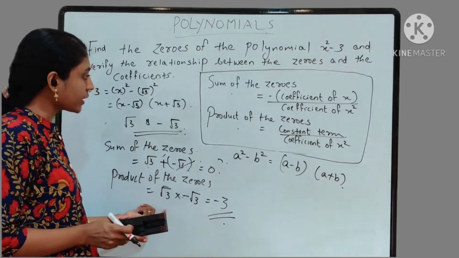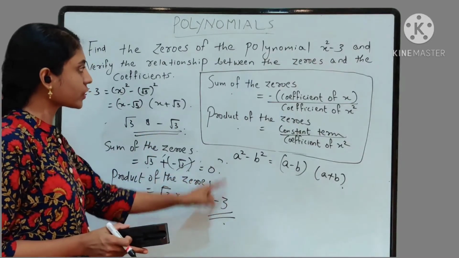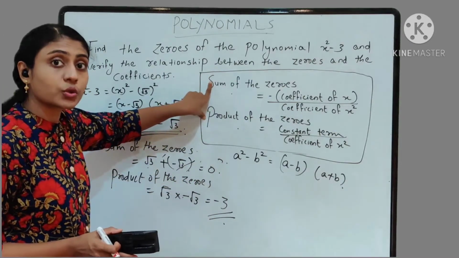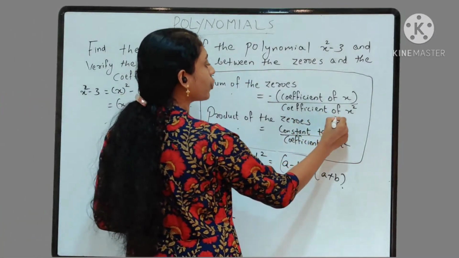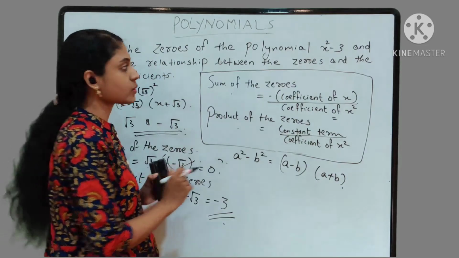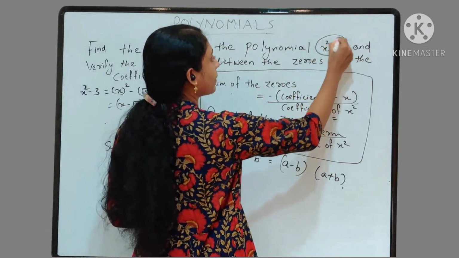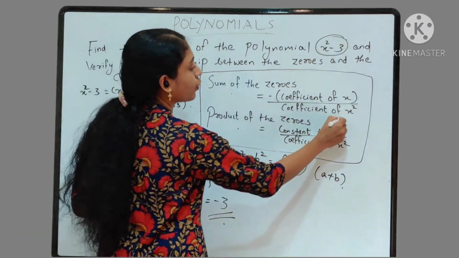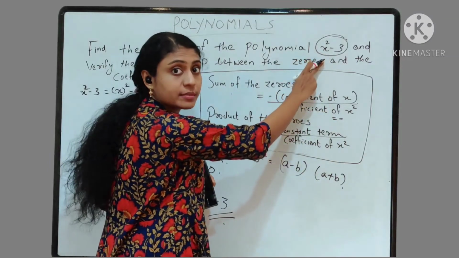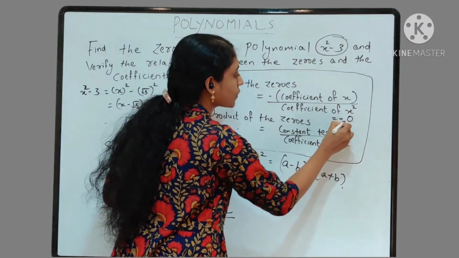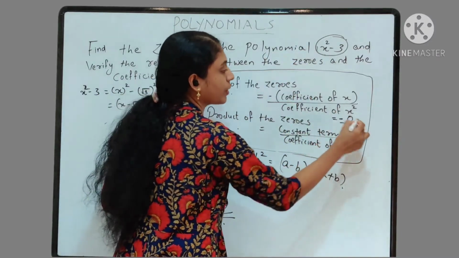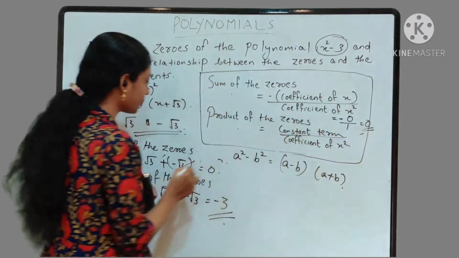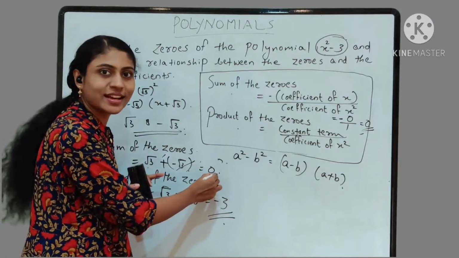Now we can check these values 0 and minus 3 by applying them to this equation. How? The sum of the zeros, we know that it is negative of coefficient of x by coefficient of x square, and our equation is x square minus 3. Negative of coefficient of x, is there any x term? No. So minus of 0 divided by coefficient of x square, which is 1. So 0 by 1 is obviously 0. Yes, we got the sum of the zeros as 0.